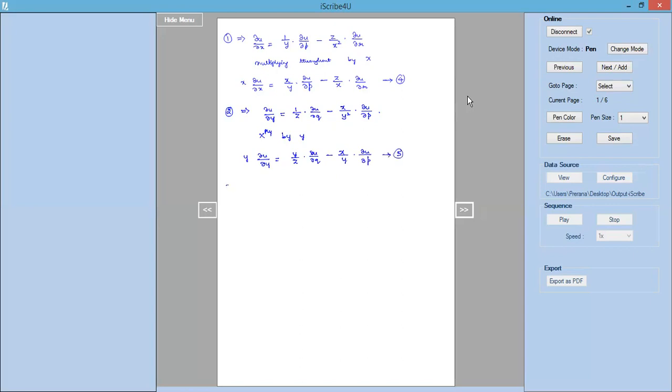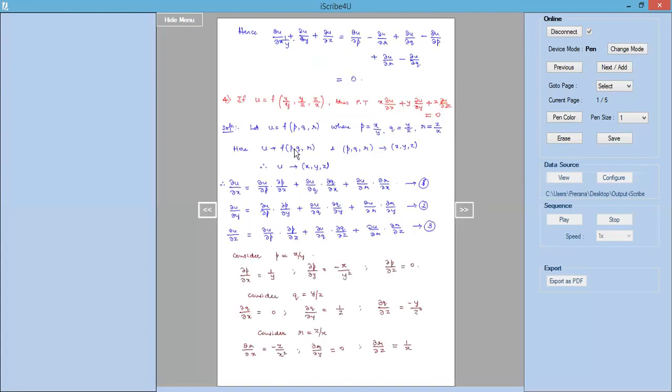And one last equation, by substituting into equation 3 and multiplying by z as well, we get z ∂u/∂z is equal to (z/x) ∂u/∂r minus (y/z) ∂u/∂q. We can directly change y by z, z by x, and q by r, p by q, like that, since the given function is a symmetric function.